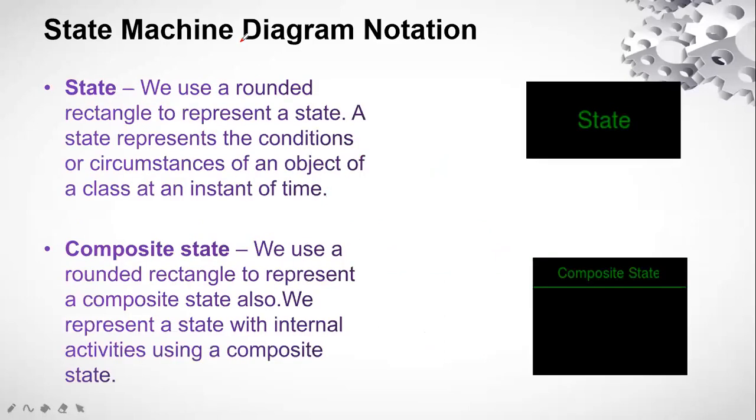Now, moving further, we have the next one, that is called the state. State is what? It is a rectangular box, right? A rectangular box which represents the condition or circumstance of an object at a given instance of time. That means I'm going to define the object or class state at a specific instance of time.